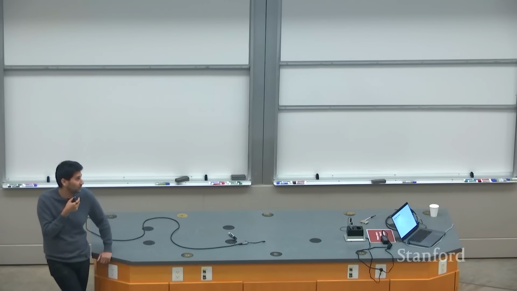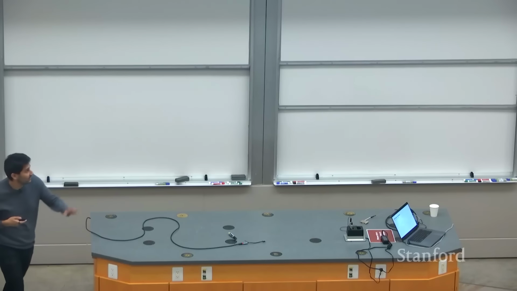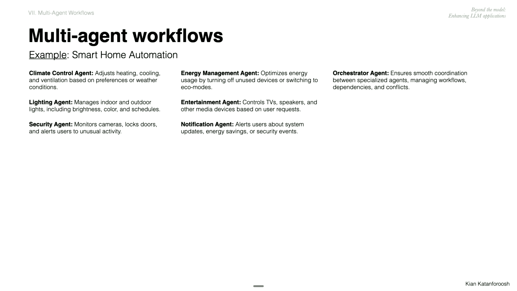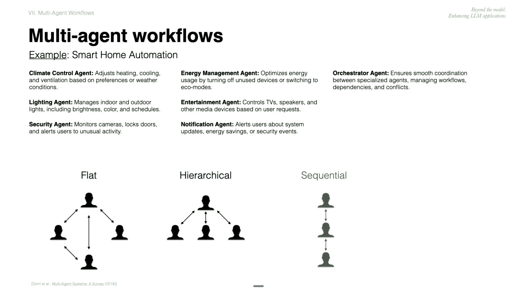Yeah, I like those. So those are all really good examples. Here is the list I had. Up there. So climate control, lighting, security, energy management, entertainment, notification agent, alerts about the system updates, energy saving, and orchestrator. So all of them you mentioned actually. And then we didn't talk about the different interaction patterns, but you do have different ways to organize a multi-agent system, flat, hierarchical. It sounds like this would be hierarchical.